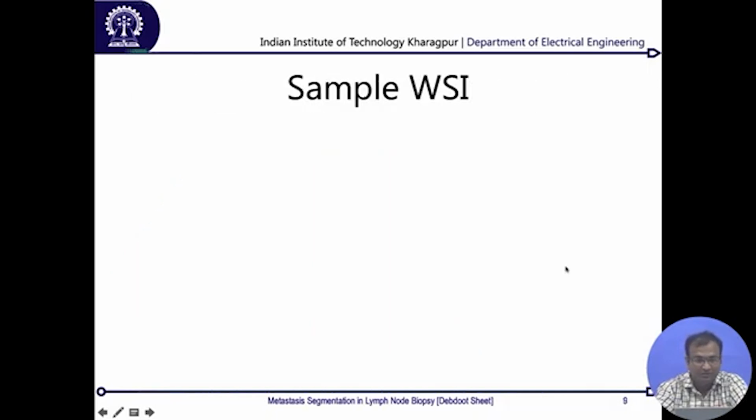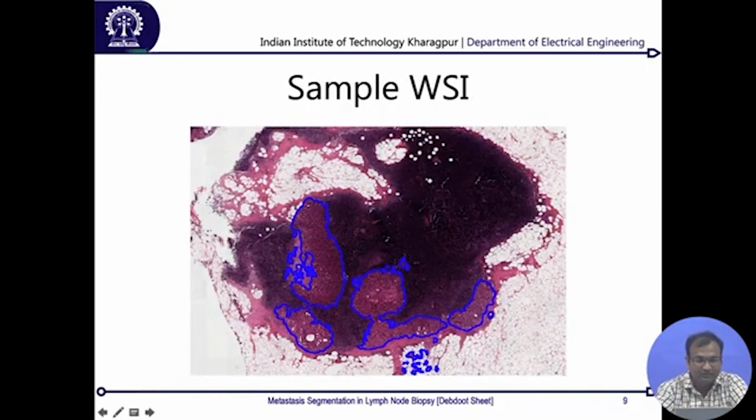Now on the sample side, we have the whole slide image sample presented here, and this is where you can see that there is a lot of diversity. This image was typically recorded at 1x optical magnification, and the regions which are marked with these blue contours are the ones which exhibit distinct and steady state metastasis within the lymph node biopsy.